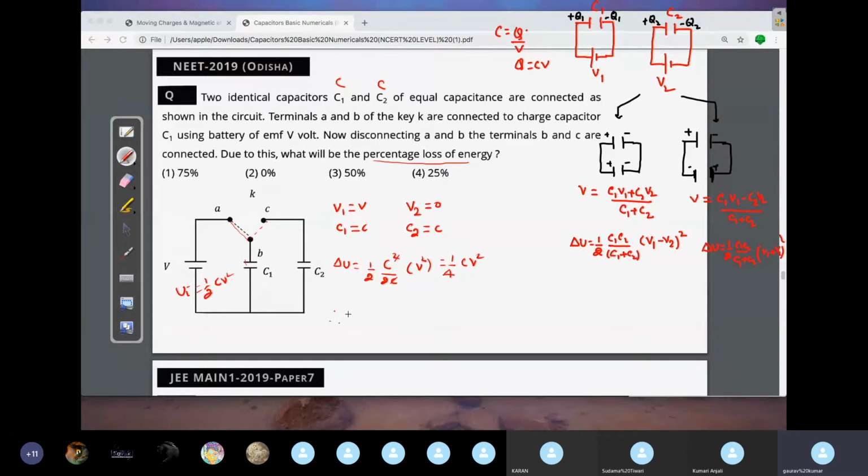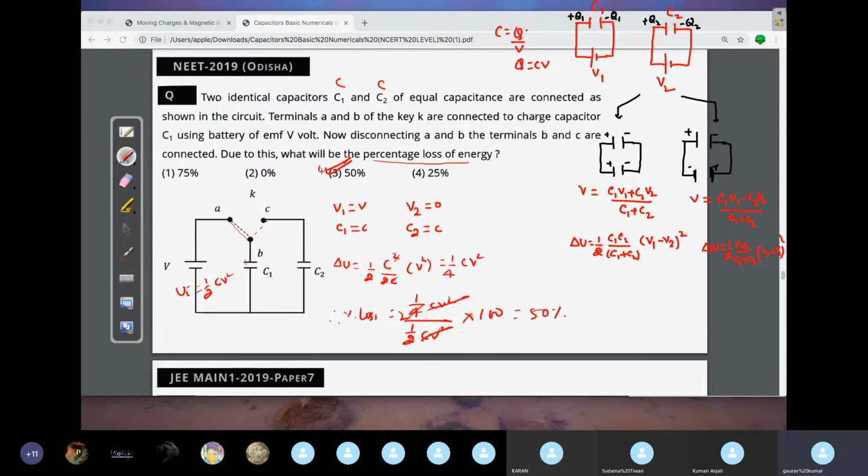So what is the percentage loss you will write here? Loss in energy is 1 by 4 CV square. The initial energy is half CV square, into 100. If you do this, CV square will get cancelled. This will become 2, so 2 into 25, so 50% is the loss. What is the answer? 50%.